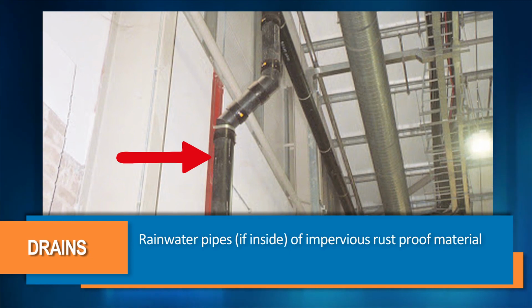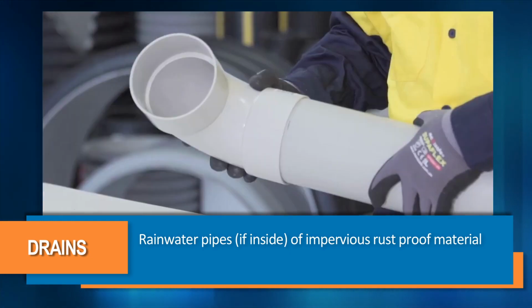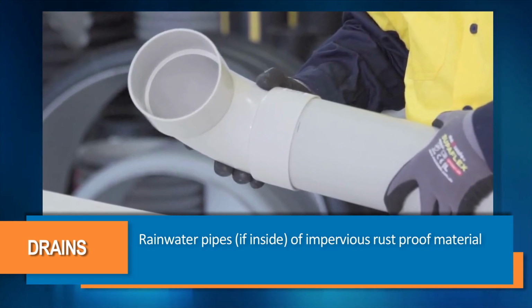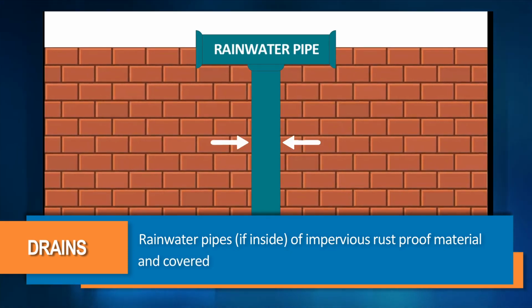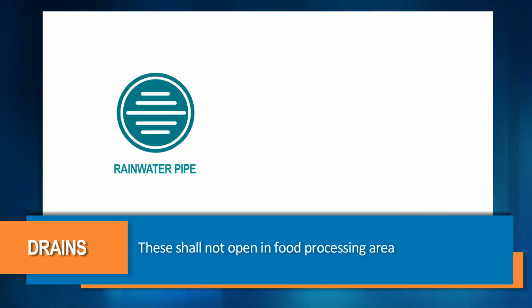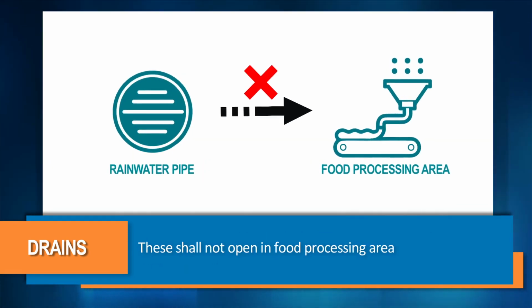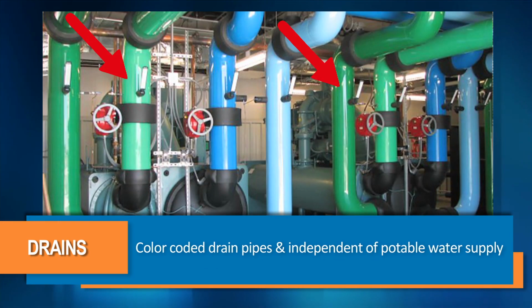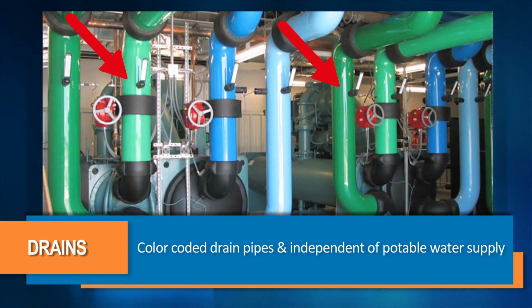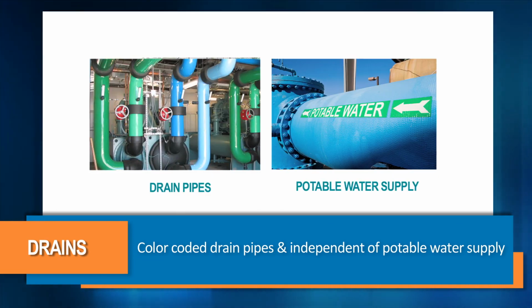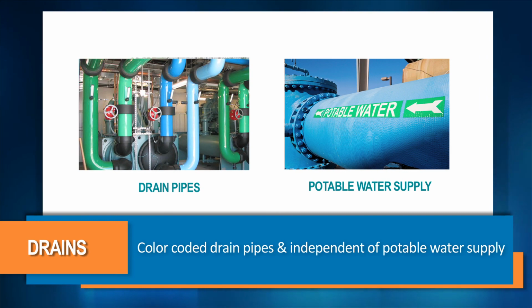Drains like rainwater pipes, if inside, should be constructed of impervious rust-proof material and should be covered. These shall not open in food processing area. Drain pipes should be clearly color-coded and shall be independent of potable water supply.